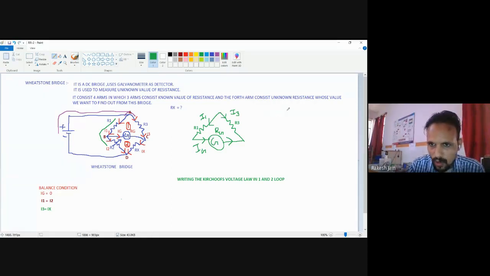I use the clockwise direction. So I will go first in this direction, then clockwise, then I will see the third arm voltage here. So the sum of all three arms' voltages is equal to 0. Now see, with this red color, now I go here.